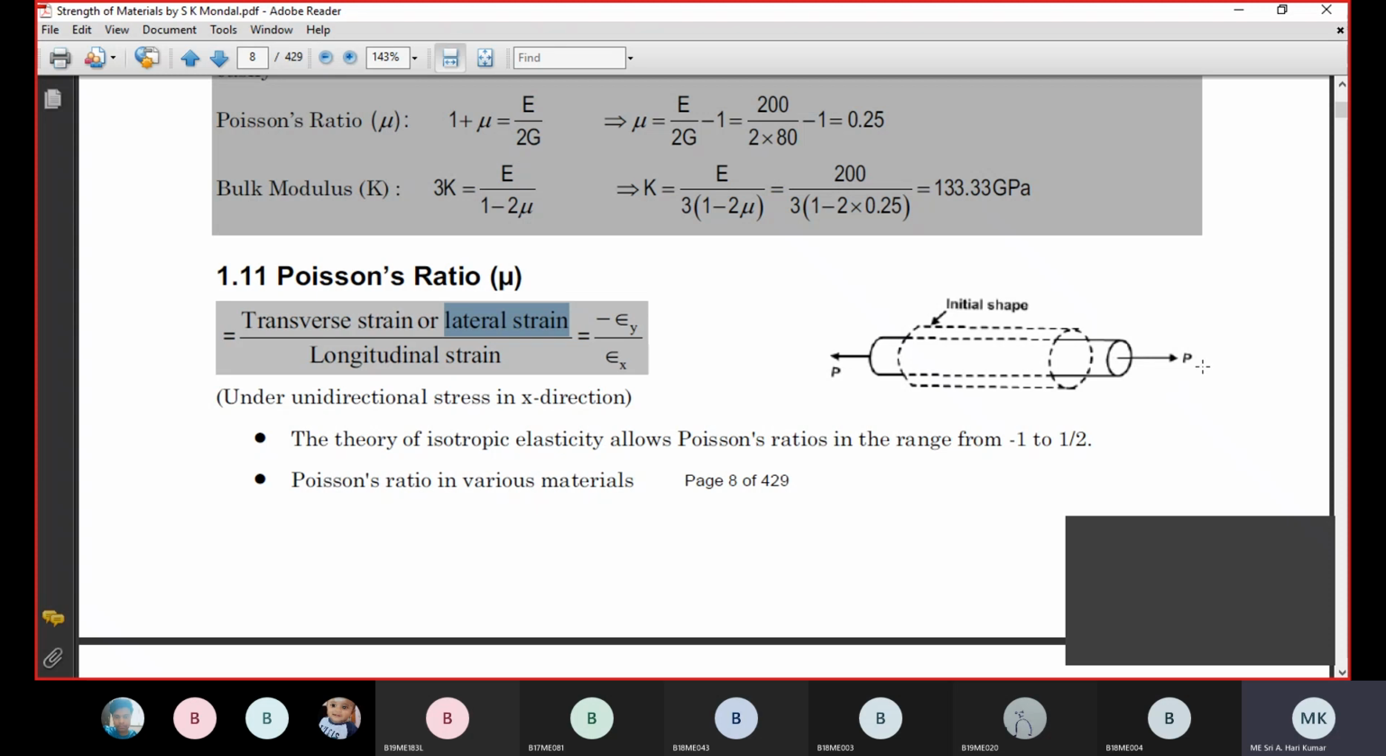So when length is increasing, it should be compensated. How? The diameter gets decreased. The length increases, so the diameter decreases. That change in dimension in the other direction, we call lateral strain. Always it is given priority, so that's why it is kept in the numerator.